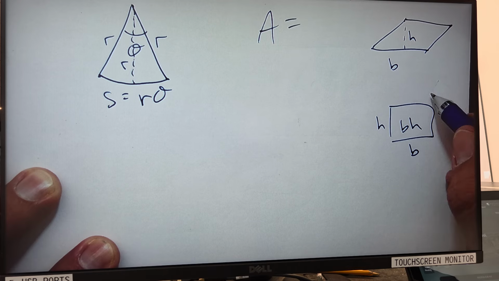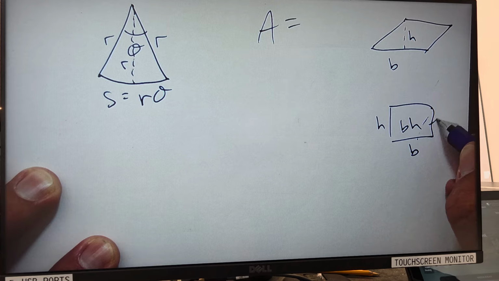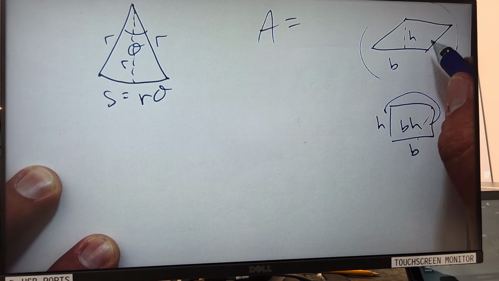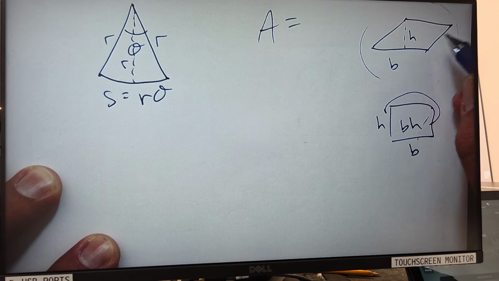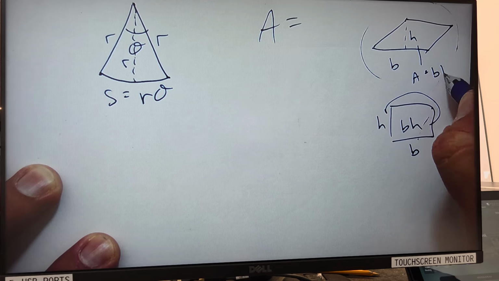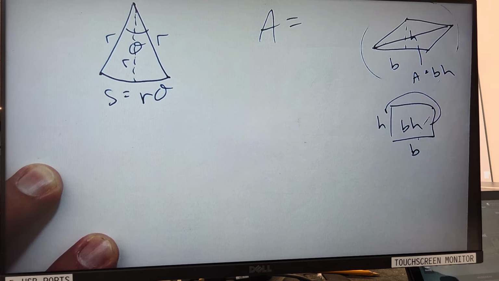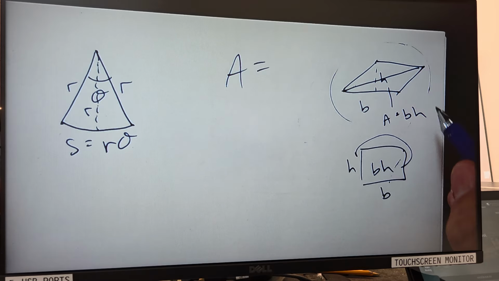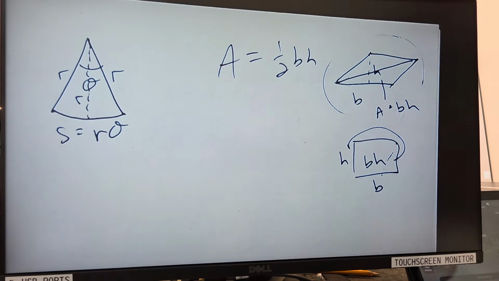Now if I cut a triangle out here and move it over there, don't I make this? Doesn't it have the same area then? What's the area of this parallelogram? Base times height. What's a triangle? Half of that. So what's the area formula for a triangle? 1/2 base times height.